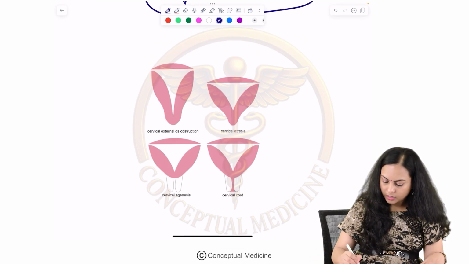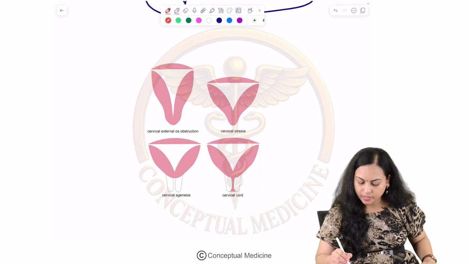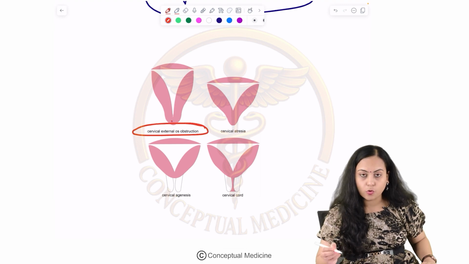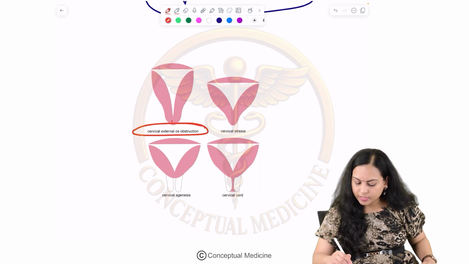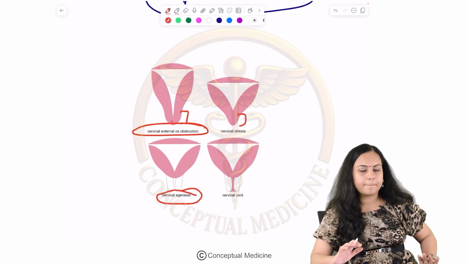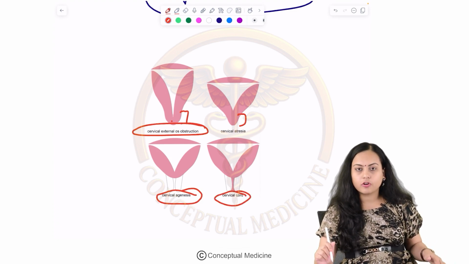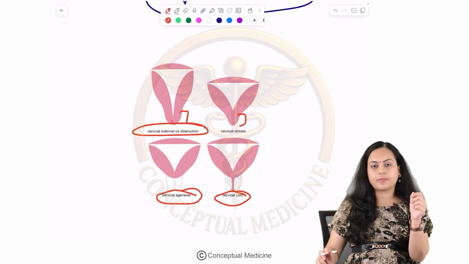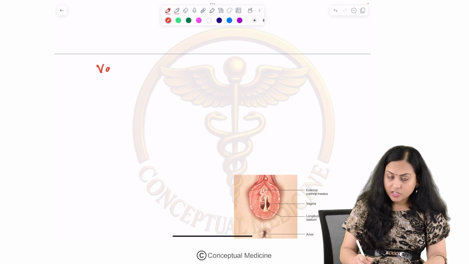Clear? So, these are the anomalies we can get in cervix. There is cervical external os obstruction, there is no opening to the exterior. There is cervical atresia, you are able to see the difference between this cervix and this cervix, right? And cervical agenesis, completely cervix is not developed, and there is a cervical cord. Cervical cord means there is a small extension that is coming, but cervix is not completely developed, right? Yes. Next anomaly is vaginal septum.